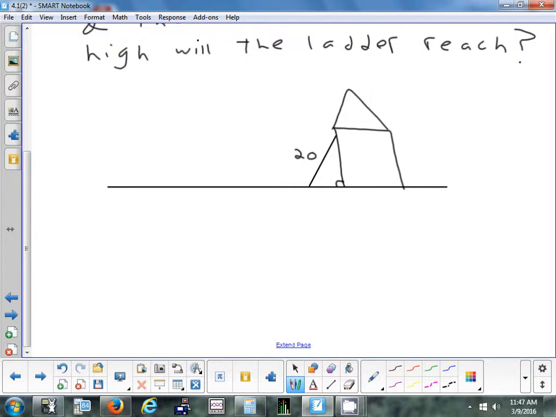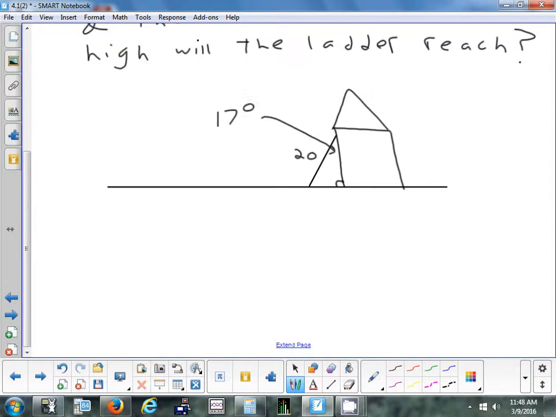Well, where in the picture is it? At the top. The house top, not the house and the ground, or not the ladder and the ground. It's between the ladder and the house. Okay, so that's 17 degrees.